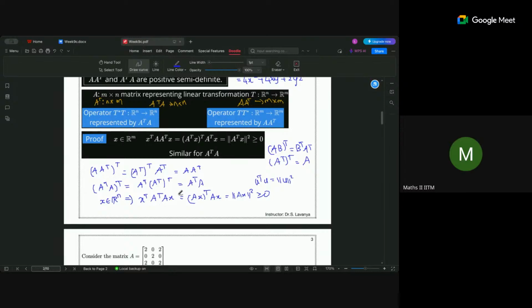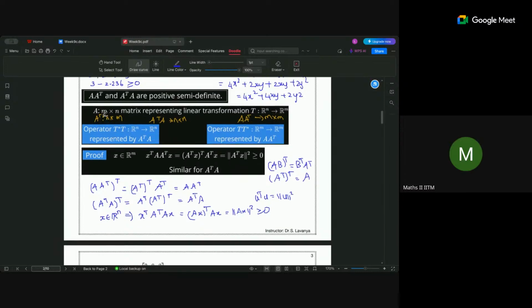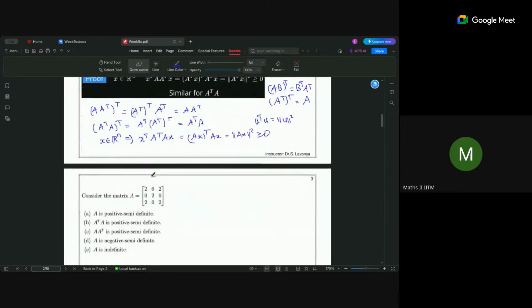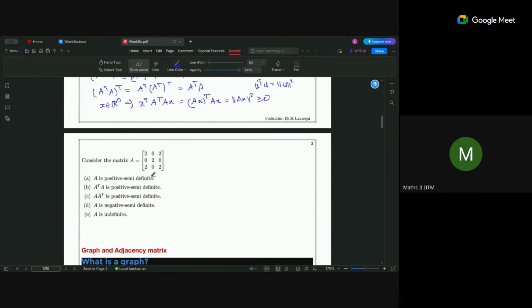Okay, so these two matrices, whatever is your matrix A, you have that AA transpose and A transpose A are positive semi-definite. You don't have any conditions on A for these matrices to be positive semi-definite. Okay, fine. Now with this, can you do this problem?